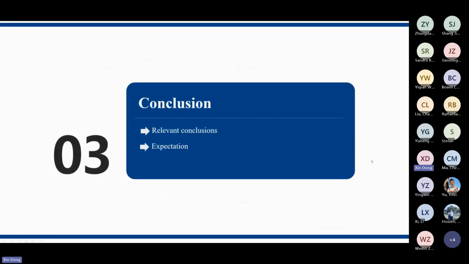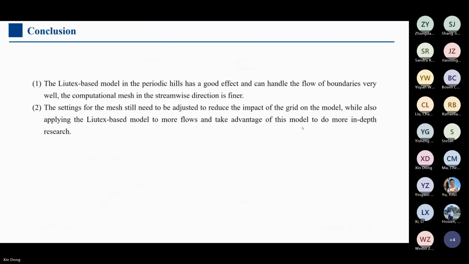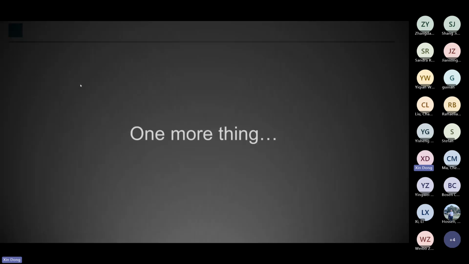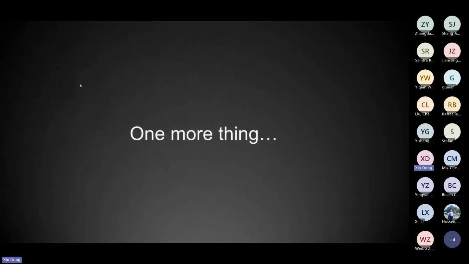And then the third part is my conclusions. The Liutex-based model in the prediction has a good effect and can handle the flow near the boundaries very well. The computational mesh in the streamwise direction is fine. The mesh setting still needs to be adjusted to reduce the impact of the grid on the model, while also applying the Liutex-based model to more flows to take advantage of this model for more in-depth research.